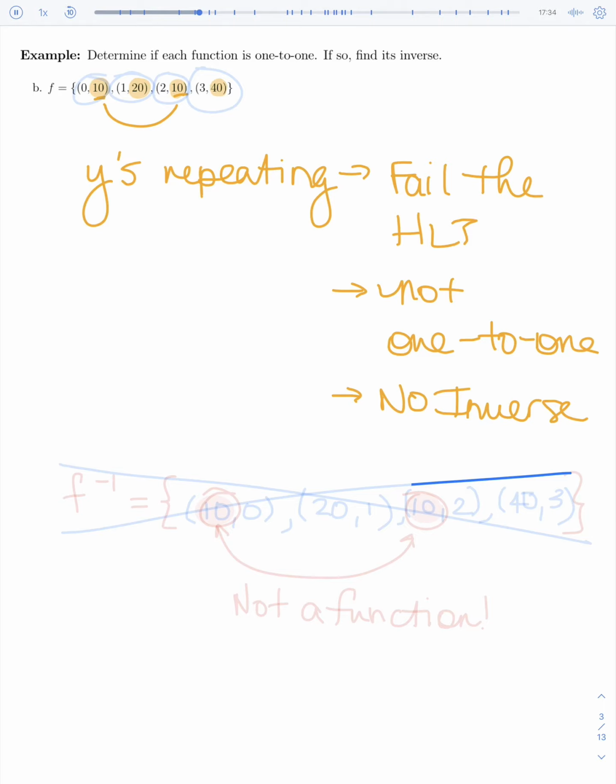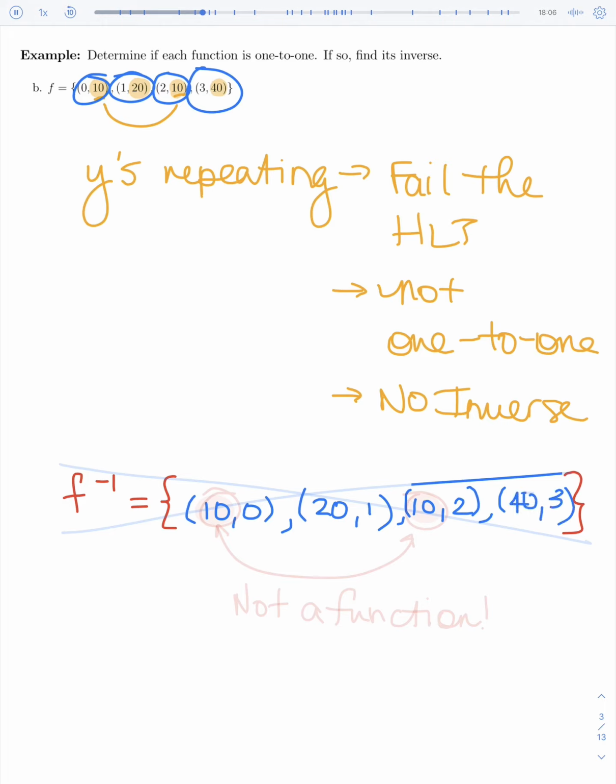So there is no inverse because it's not one-to-one and it fails the horizontal line test. However, if you didn't catch this right away, it would still be okay because you would try to find your inverse. And how do you do that? Again, you would swap your x's and your y's. You'd go point by point. So the first point would turn into 10, 0. The next one would turn into 20, 1. The next one would turn into 10, 2. And the last one would turn into 40, 3.